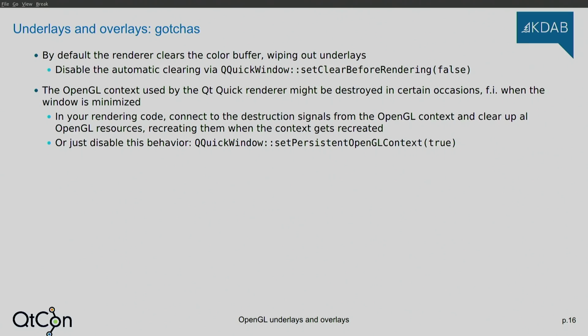So simply connect to the destroyed signal of the OpenGL context, clear up all your resources, and then recreate them when you restart the application. Or you can just call setPersistentOpenGLContext true. That will ensure that at least Qt is not going to destroy any OpenGL context. You may still lose it, however, if the user decides to do something crazy like upgrading the GPU drivers while your application is running.